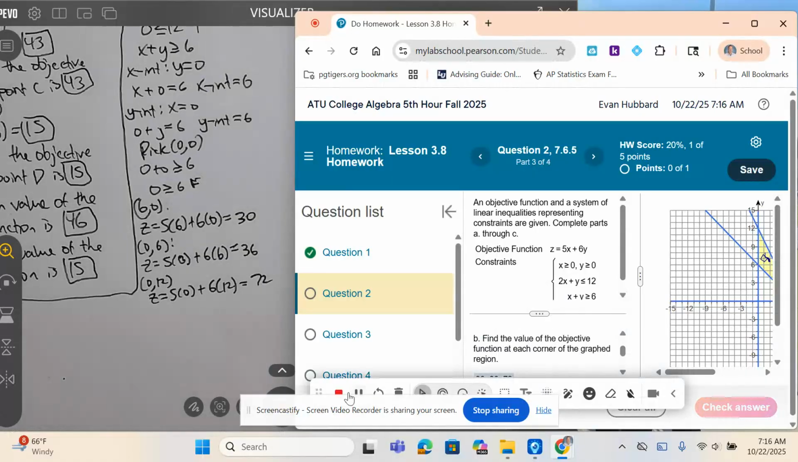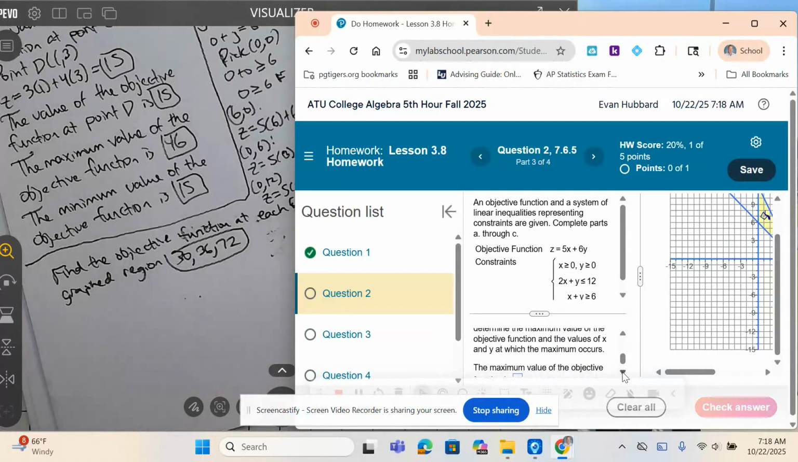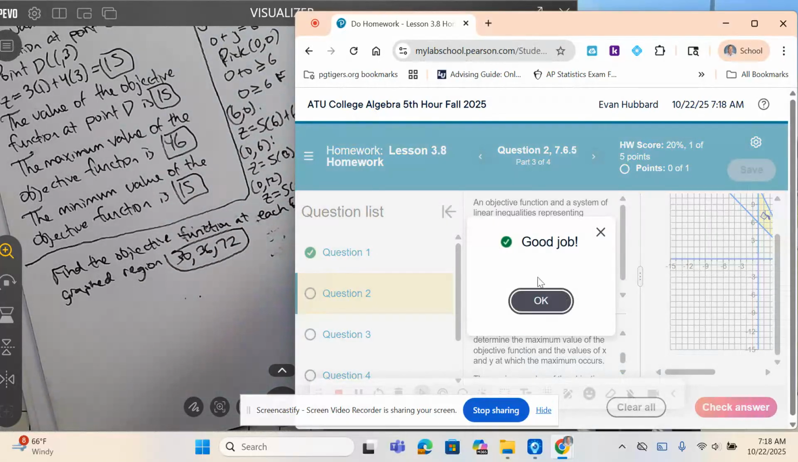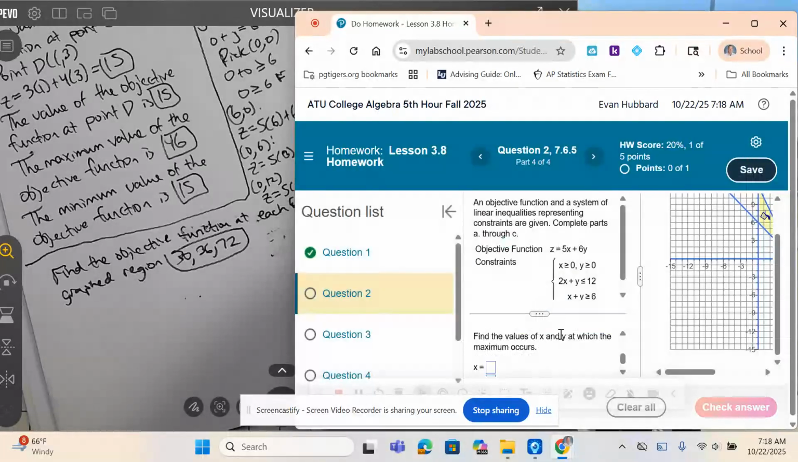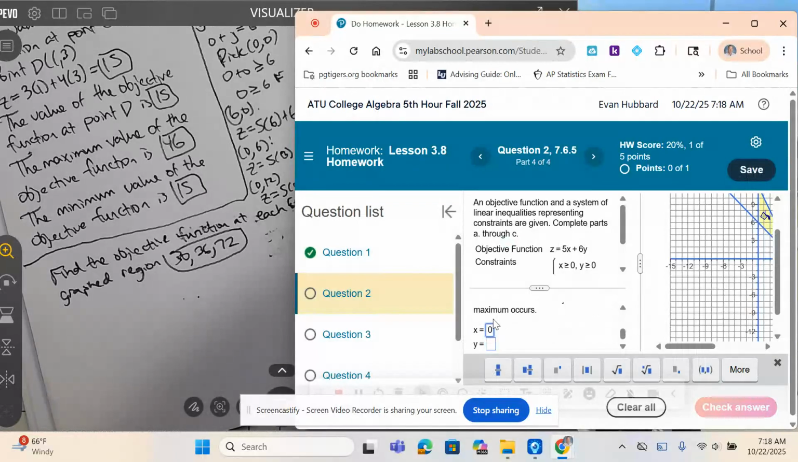Okay, now the next part asks, use the values of part B to determine the maximum value of the objective function. Okay, the maximum value of the objective function is, so the maximum value is 72, and that occurs at the last point, 0, 12.